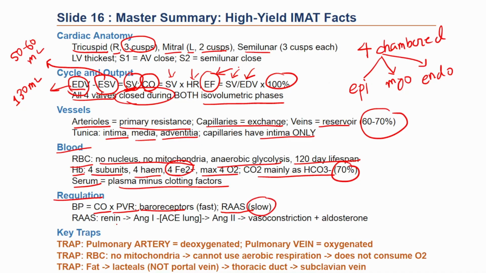In the RAAS pathway, the kidneys release renin, which leads to the formation of angiotensin 1, and as it passes through the lungs, angiotensin converting enzyme converts it into angiotensin 2.